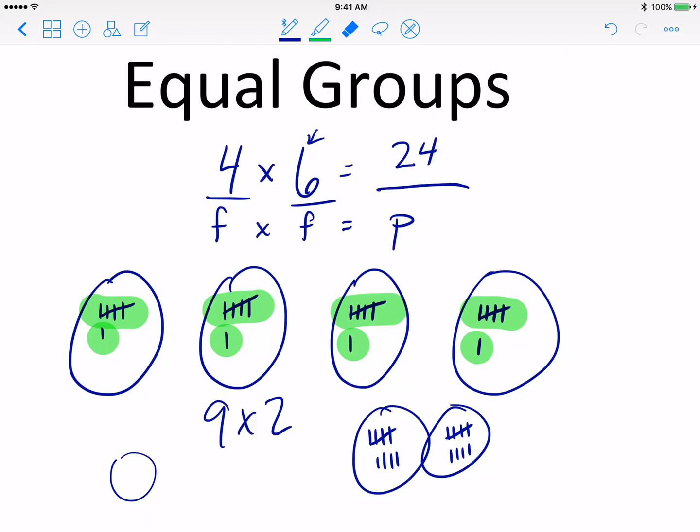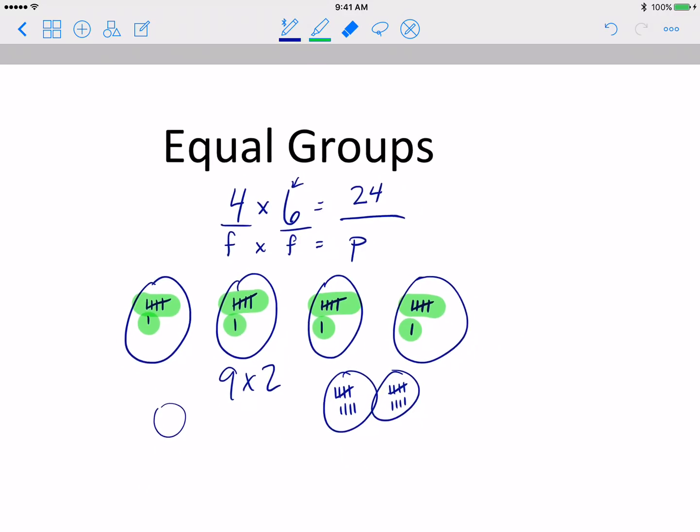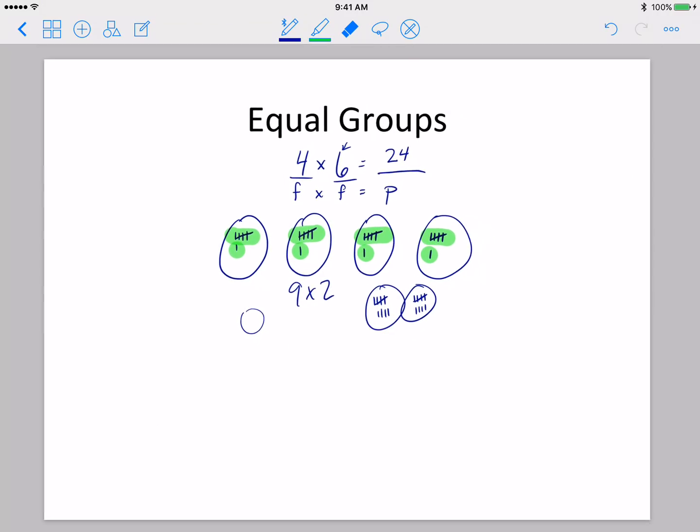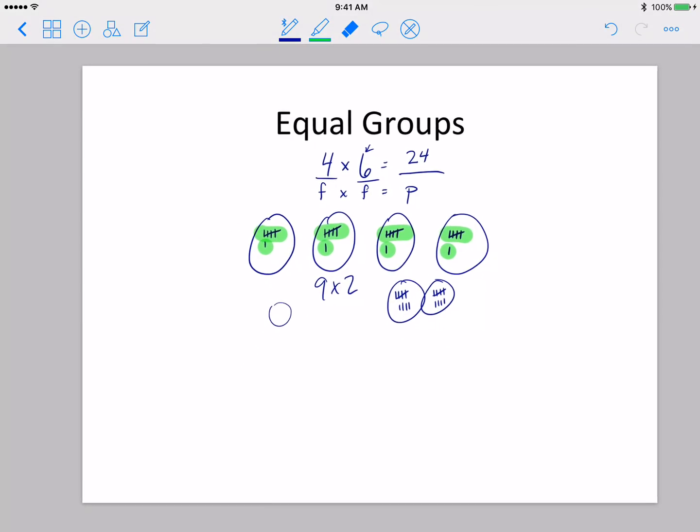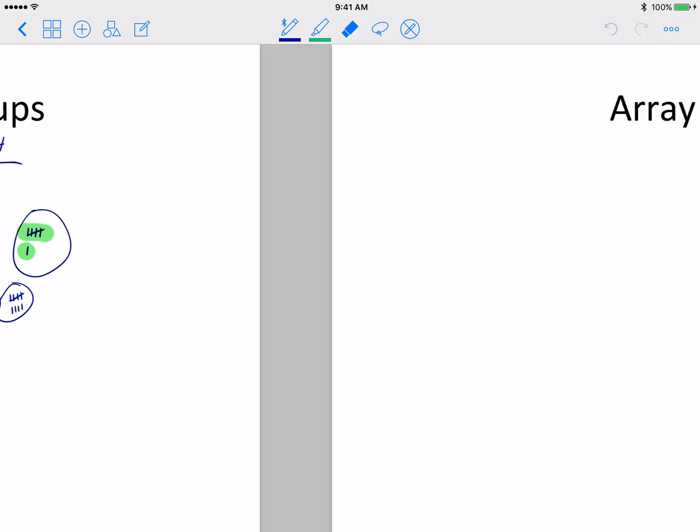So that's our equal groups. We can do that for any factor, and we'll find the product. The downside is that it can be lengthy and take some time, and if we're not organized, we could get in trouble with miscounting or making an error. But it's a good strategy to start with to find the product.